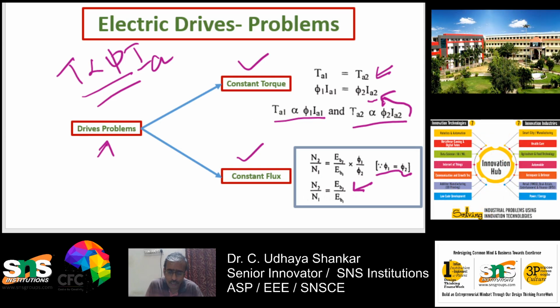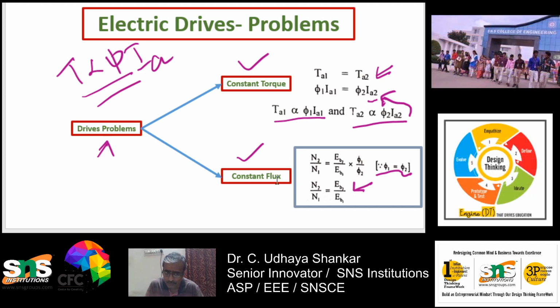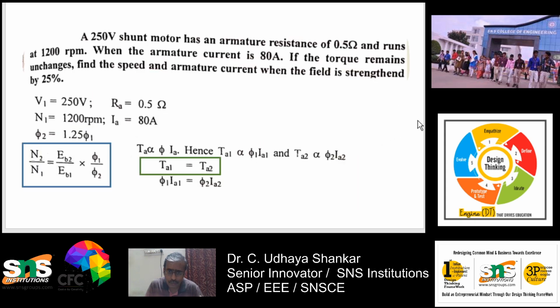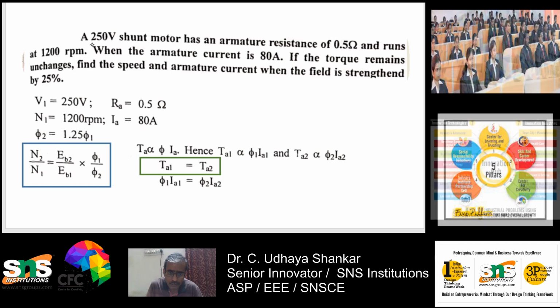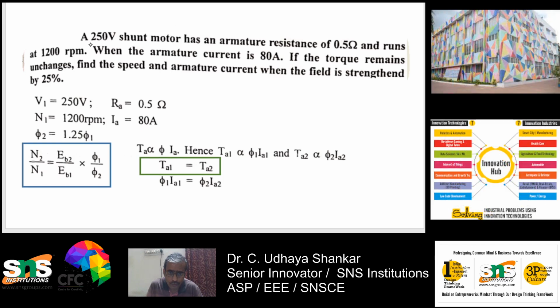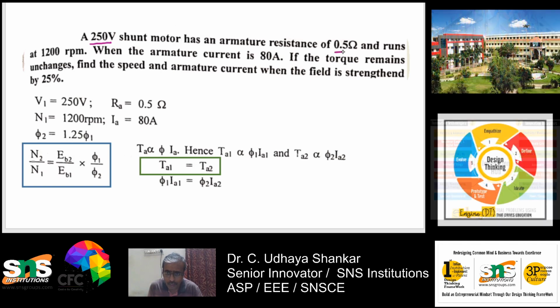Now we will move on and solve two different types of problem, one in the constant torque method and the other in the constant flux method, and you will get a better understanding. This is a basic problem, asked in many GATE question papers as well as university question papers. The question given is a 250 volt DC shunt motor with an armature resistance RA of 0.5 ohms, running at 1500 RPM.